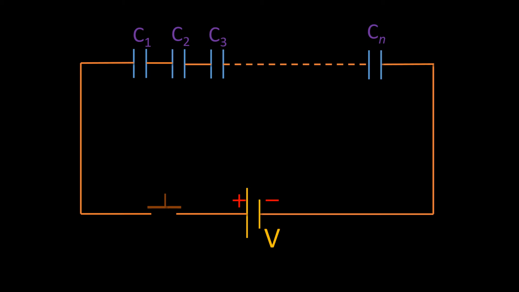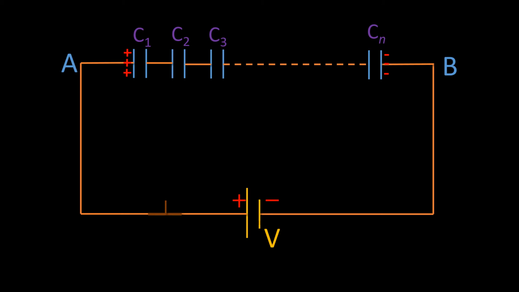And what happens when you switch on the power? We consider the combination to be between 2 points A and B, and now I switch on the power. As I switch on the power, charge will flow from the positive terminal of the battery, and so I have the left side plate of C1 positively charged and the right side plate of Cn negatively charged. But what about C2, C3, C4 up to Cn? What about all the capacitors between C1 and Cn? How will they get charged?